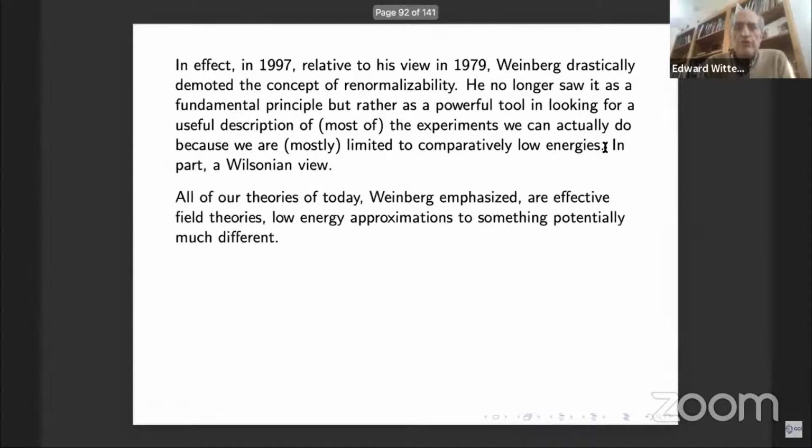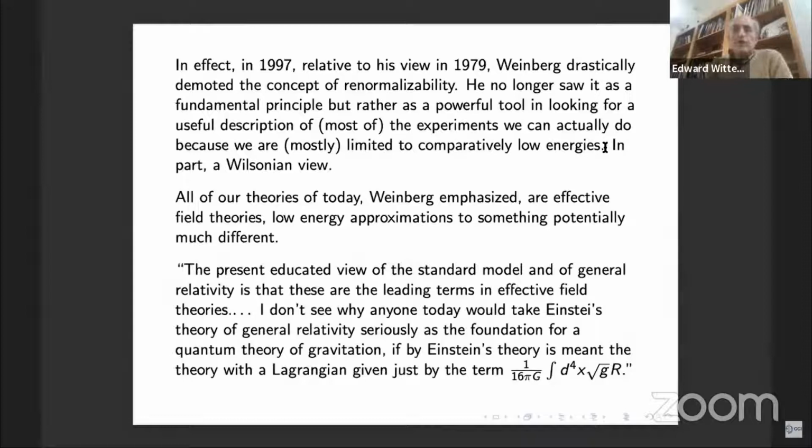So Weinberg emphasized that all our theories of today are effective field theories, low energy approximations to something that's potentially much different at short distances. So he writes, the present educated view of the standard model and general relativity is that these are the leading terms in effective field theory. I don't see why anyone today would take seriously Einstein's theory of general relativity if by Einstein's theory is meant the theory with the Lagrangian just given by the usual Einstein-Hilbert term. So the theory should be the Einstein-Hilbert term plus higher order corrections.